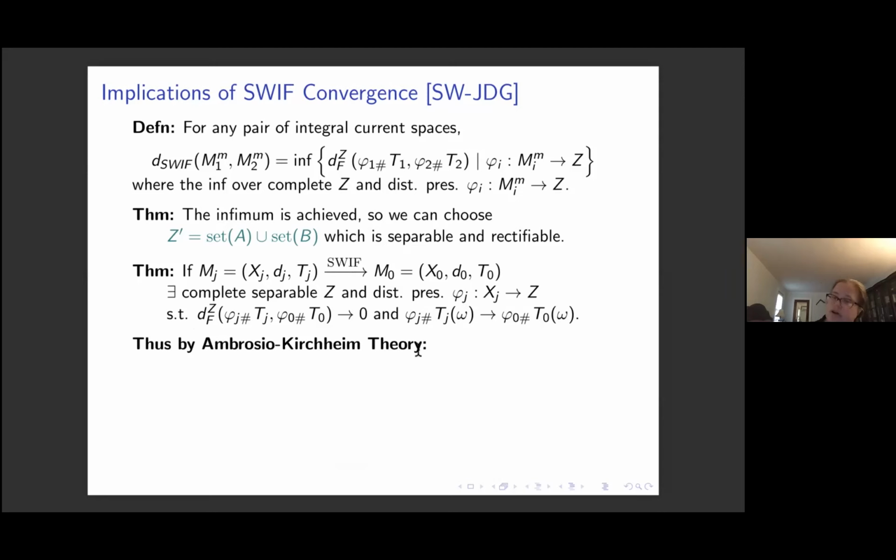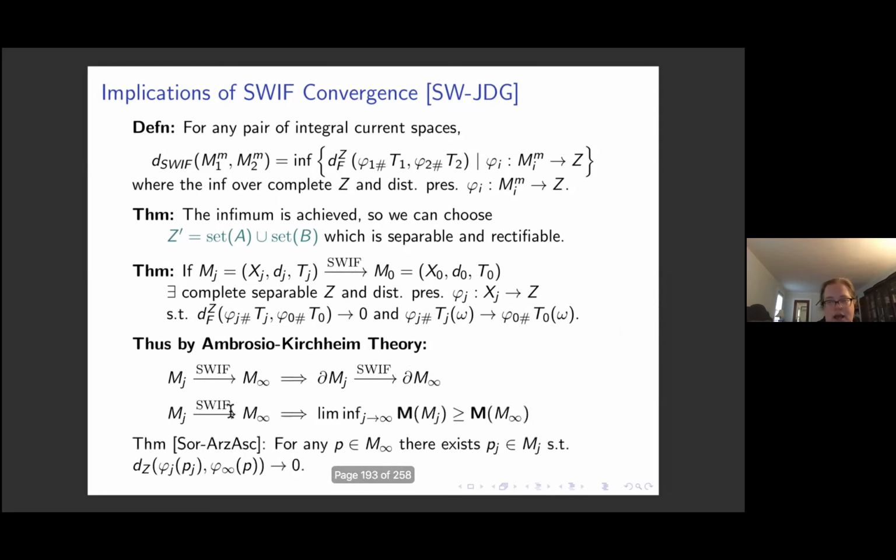Now, Ambrosio-Kirchheim theory has a lot to say about sequences of currents that converge inside a complete metric space Z. We can easily take the metric completion, so we have a complete separable Z here. And so we can apply Ambrosio-Kirchheim theory to these push forwards sitting inside Z. That means that we get boundaries converging to boundaries, and the limit of the masses is bigger than or equal to the mass of the limit. So this is using Ambrosio-Kirchheim theory and the fact that we have the single metric space Z that everything fits inside.